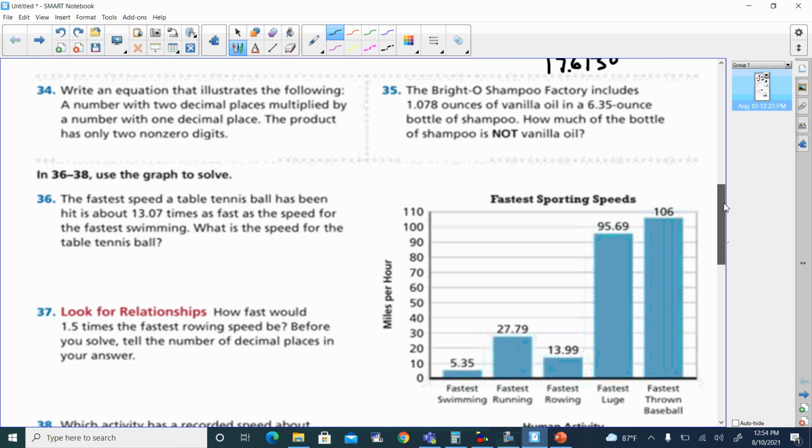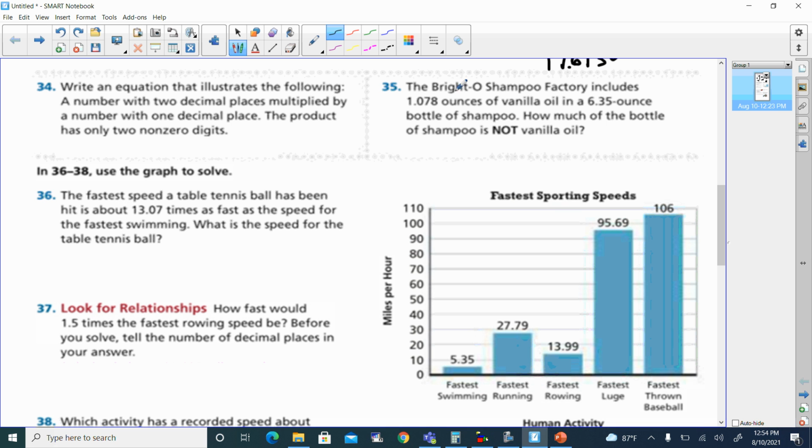All right, let's move down here to number 35. The Bright O shampoo factory includes 1.078 ounces of vanilla oil in a 6.35 ounce bottle of shampoo. How much of the bottle of shampoo is not vanilla oil? So in other words, we're going to take this 6.35, which is the total amount of ounces in it, and we're going to subtract 1.078. And I need to make a little more room than what I did there, because I see that my decimals need to move over a bit.